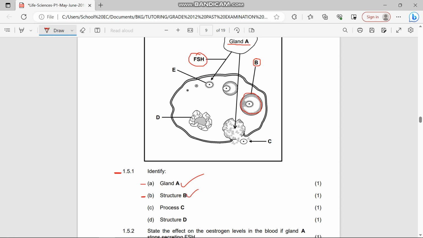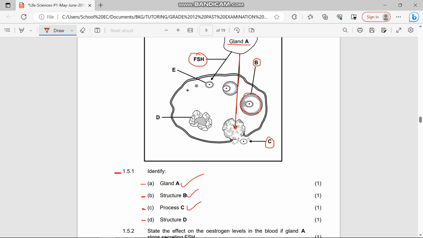Let's move to C. You have to identify process C. So process C is the ovulation, the release of the egg. As you can see, there is a release of the egg, and you can also see that gland A is also secreting the other hormone that stimulates the ovulation, as you can see the arrow down to the ovulation, to the release of the egg. That's process C, which is the ovulation, the release of the egg from the Graafian follicle or from the ovary.